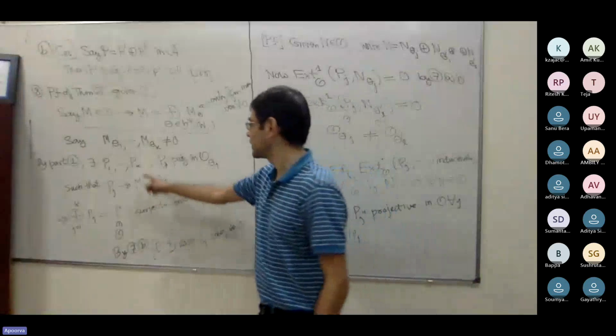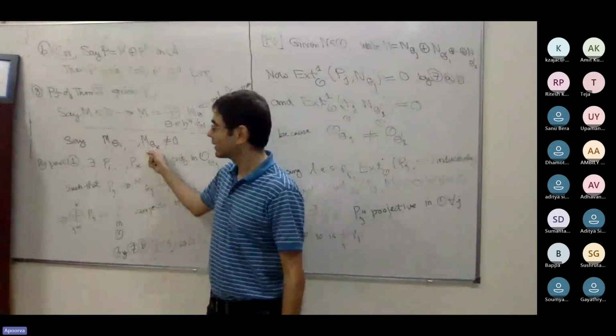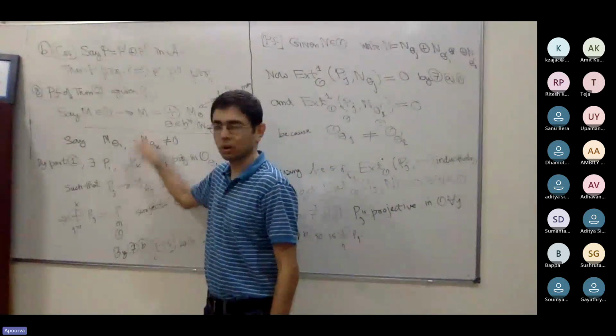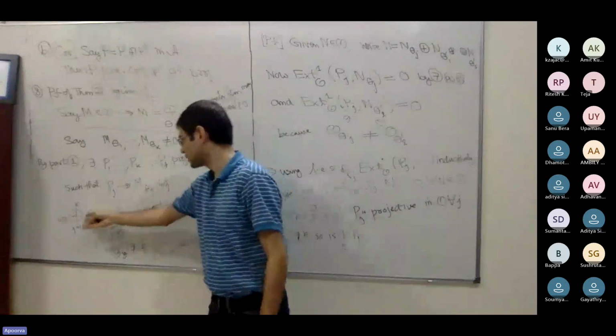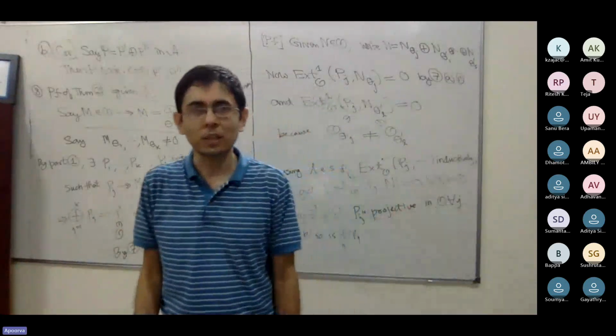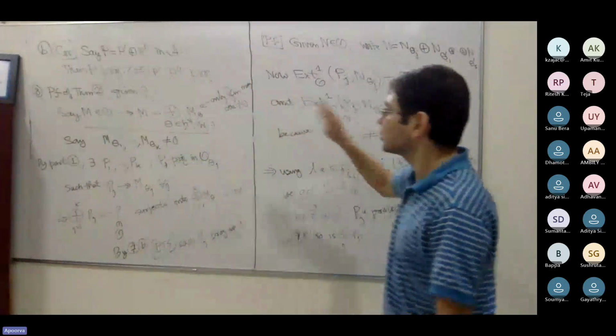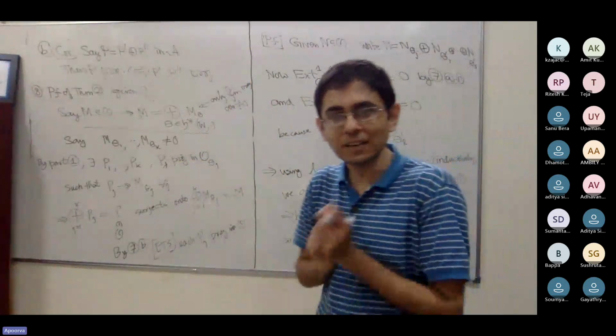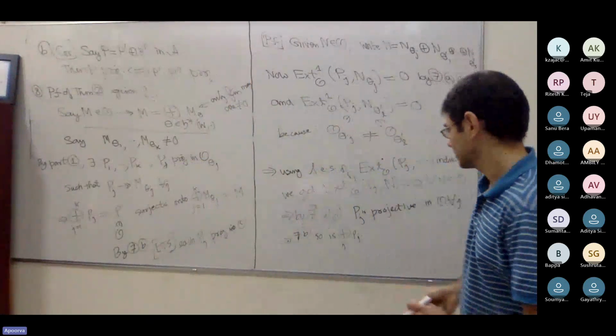And so now every object M, you break up into its central character summands, you find these Pj's surjecting onto them. Each of them is projective. So the sum is projective in category O and surjects onto this. So category O has enough projectives. So it remains to show that every category O theta, central character block, has enough projectives.